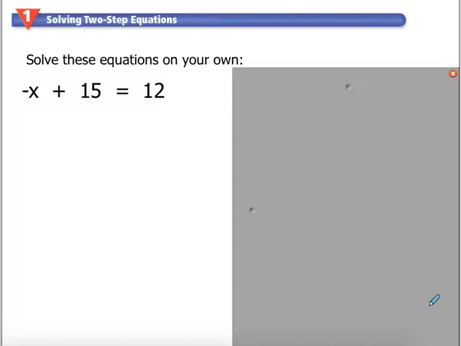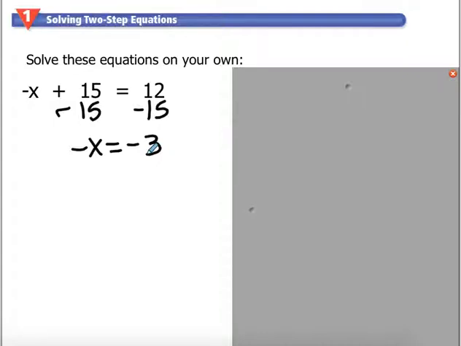Negative x plus 15 is equal to 12. I need to do any addition first, so I subtract 15 to get rid of that added 15. And I get negative x is equal to negative 3. Now, it may look like this is done, x is by itself, but it's really not, because negative x is not the same thing as x.